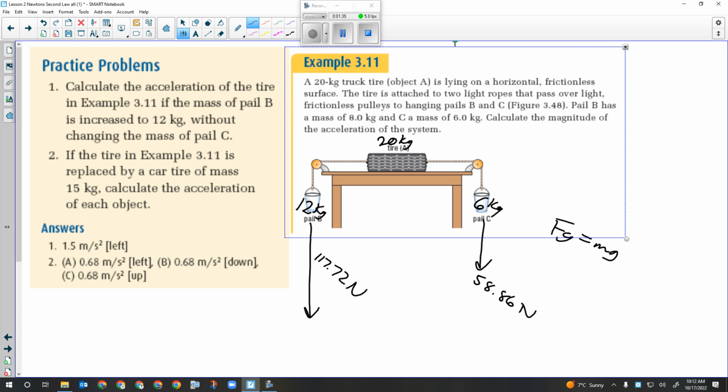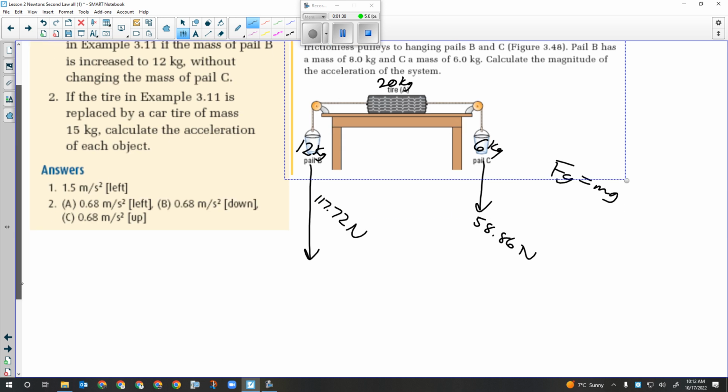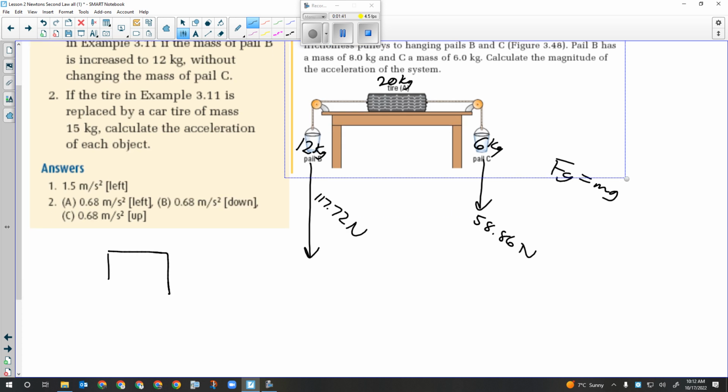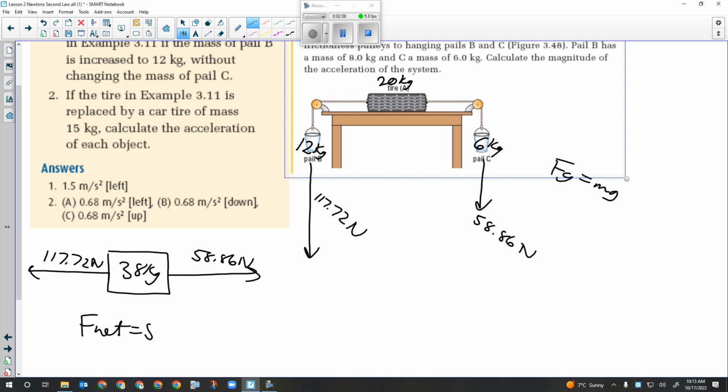Find your net force. I'm going to use the vector sum of all forces to do that by simplifying this diagram. So I have 38 kilograms of mass in the system that's all accelerating together. I'm going to have 58.86 newtons going this way, and it's not really to scale, but 117.72 newtons going the other way. Now when I do that, that's going to mean that my net force is 58.86 newtons this way. All right, now what do I do?